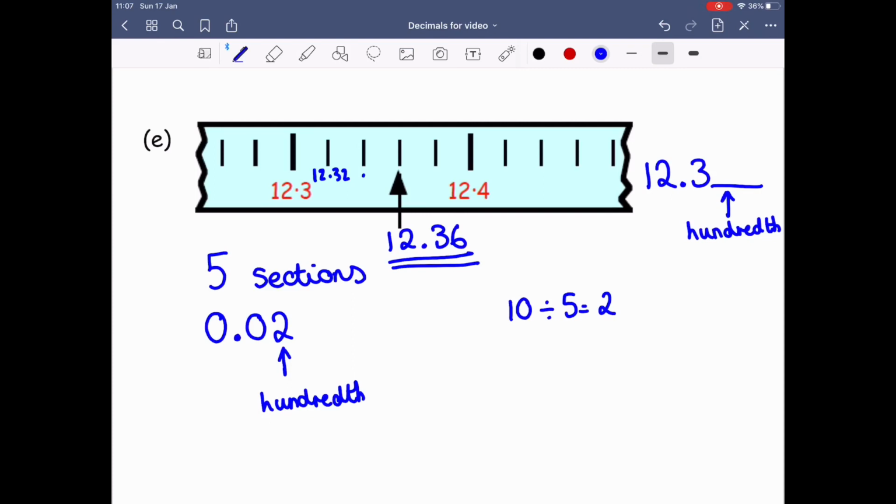So 10 sections is the easiest. It goes up by 0.1 or 0.01 each time. But if you've got 5 sections, it's going up by either 0.2 or 0.02, depending on whether you're looking between 2 whole numbers or between 2 numbers that have tenths.